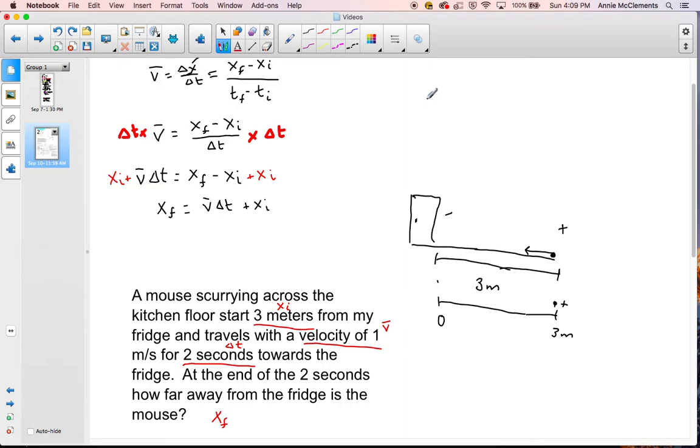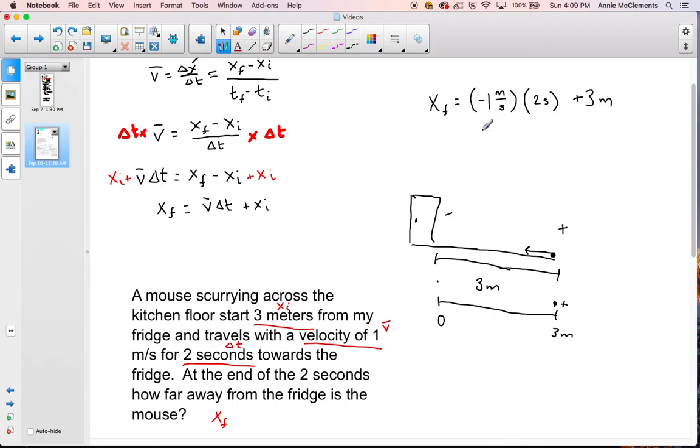So let's go ahead and try this. x final equals average velocity, which I've just said is -1 meters per second. And then our time interval is time final minus time initial. Since nothing's been stated as my initial time, it's safe to assume that it's 0 seconds, so my change in time is going to be 2 seconds. The amount of time that the mouse is moving at that constant velocity is 2 seconds. And it starts 3 meters away from the fridge.